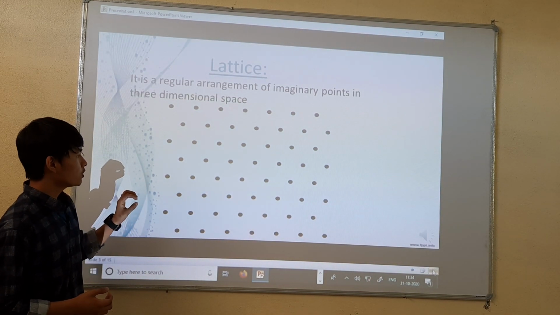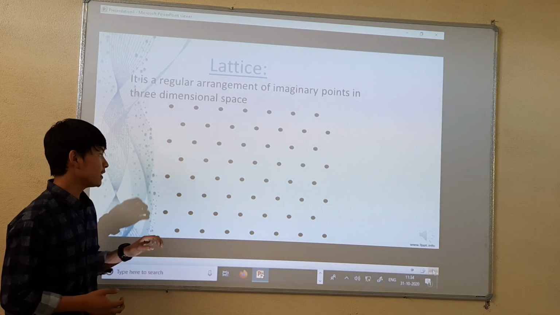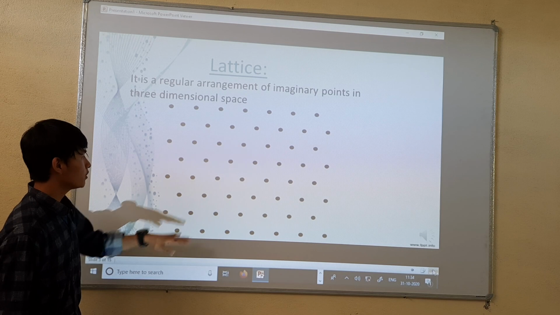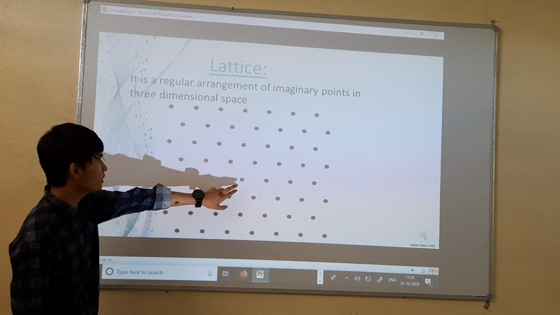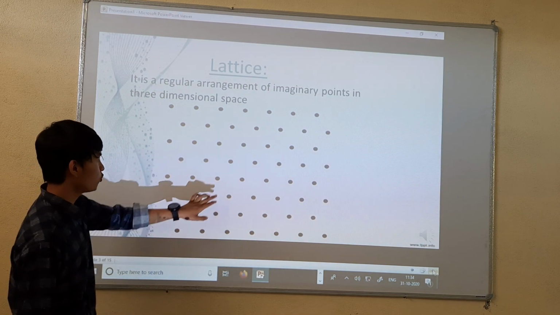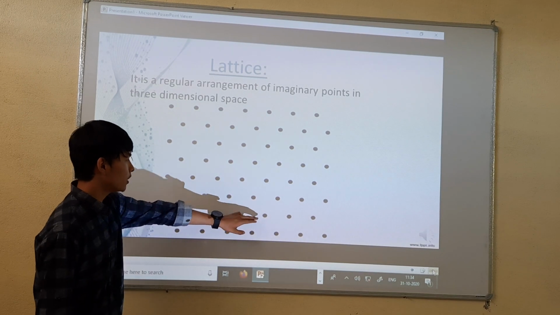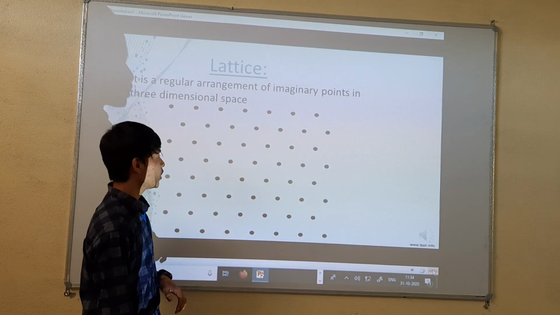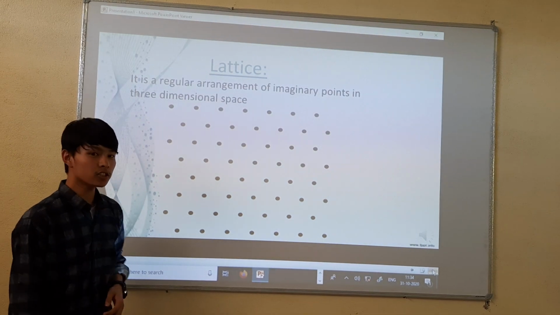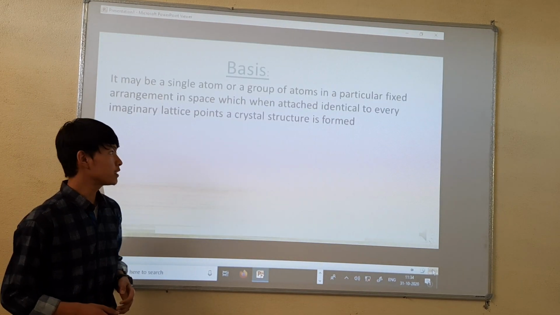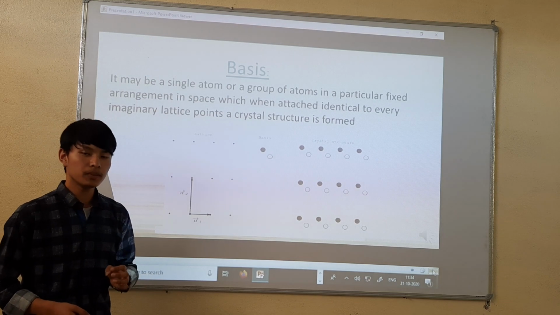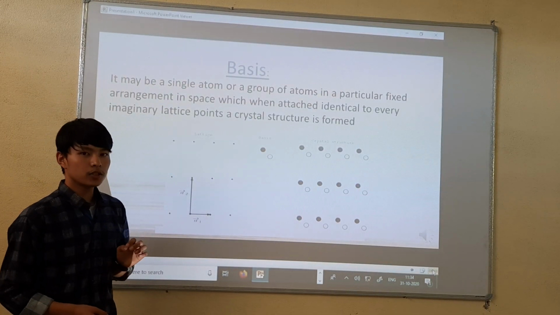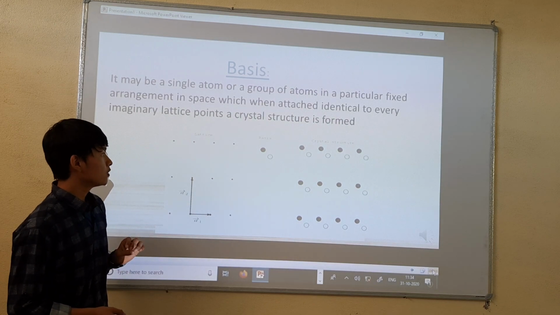These lattice points are always symmetrical, or every lattice point has an identical surrounding. For example, if this lattice point and this lattice point have a distance of 1 meter, then the distance between this lattice point and its surrounding lattice point will also be 1 meter. And another subtopic is basis. So basis may be a single atom or a group of atoms that constitutes the crystal structure.